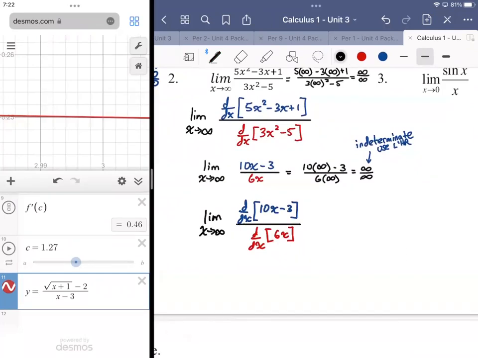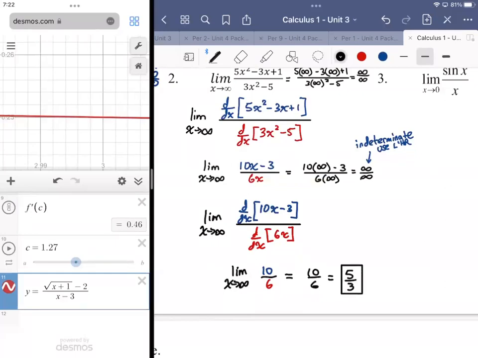All right. So the derivative of 10x minus 3 is just 10. The derivative of 6x is just 6. So I'm looking at the limit as x approaches infinity of a constant. That's not indeterminate. The limit of a constant is equal to the constant itself, which would be 5/3.